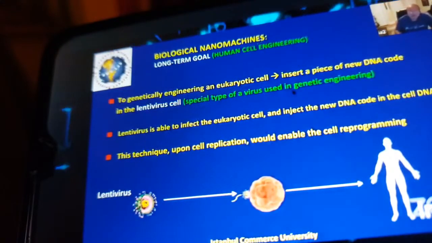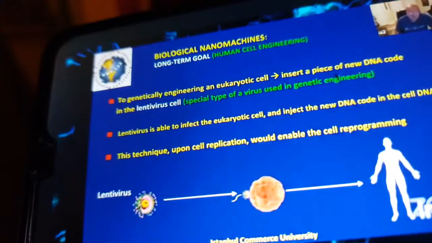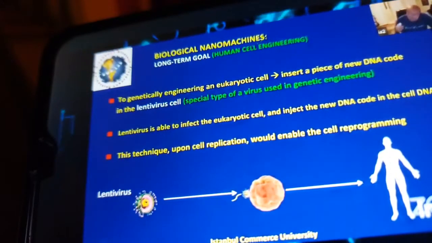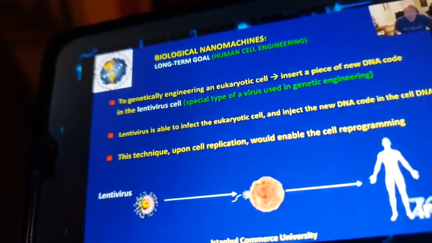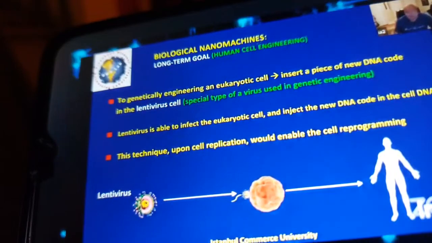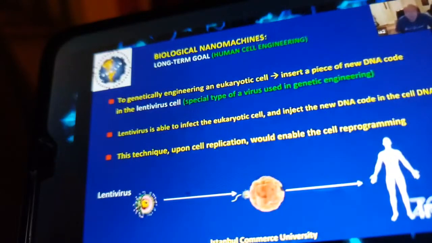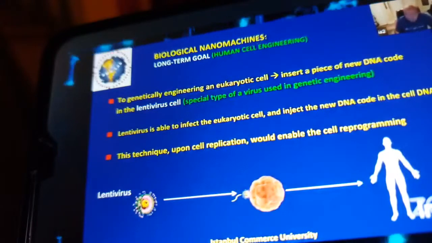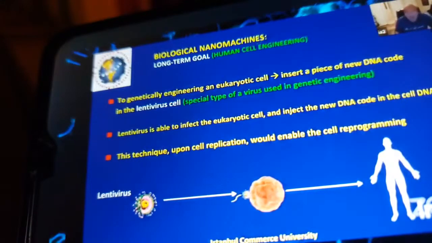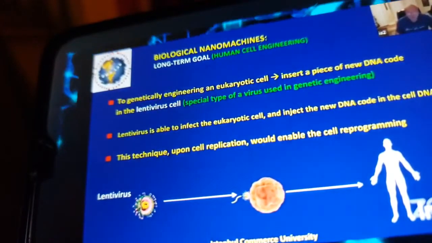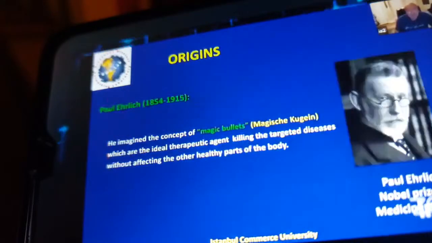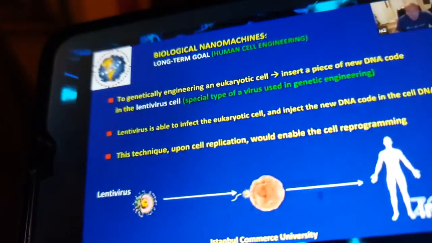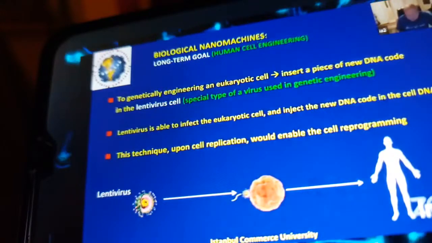So now, what they try to do is insert a piece of new DNA code into a so-called lentivirus. This is a special type of virus using genetic engineering, and this lentivirus infects the eukaryotic cell, the healthy cell, and injects a new DNA code into the cell DNA right here. And then it replicates itself, and then it will bind itself here, and then it can go and attack whatever the problems are. And this is still an ongoing issue for these bioengineering and medical people. Right. So now you can see the objective here is we try to create man-made machines, like these here, right? Man-made meaning genetically engineered.